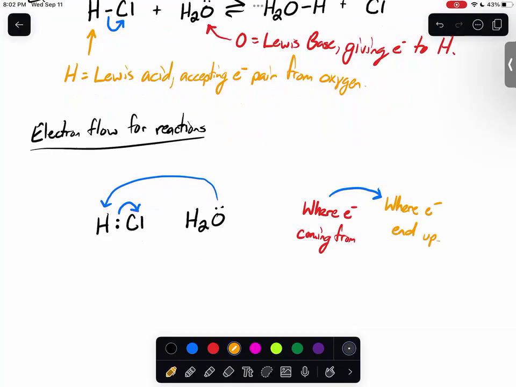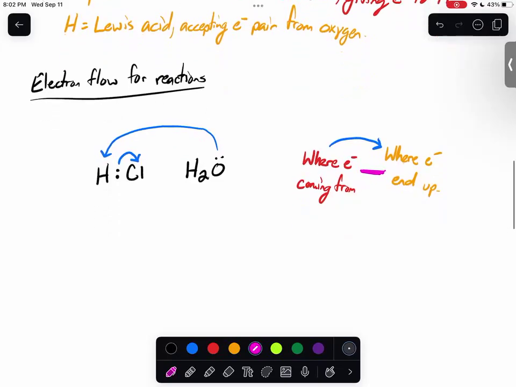But with resonance, since it was in the same molecule, there was nothing really super special going on. But there's a tie between where the electrons come from and where the electrons end up, and that is the fact that most of the time this will form or break a bond.